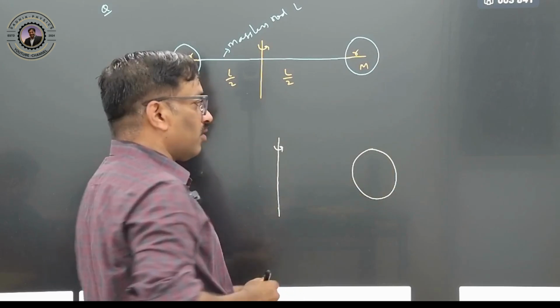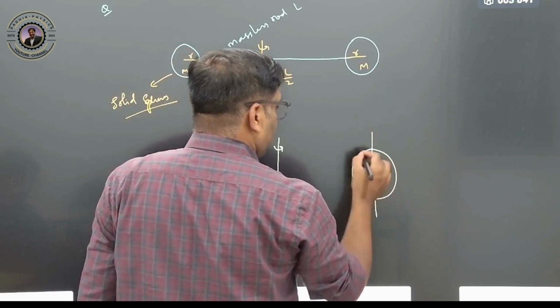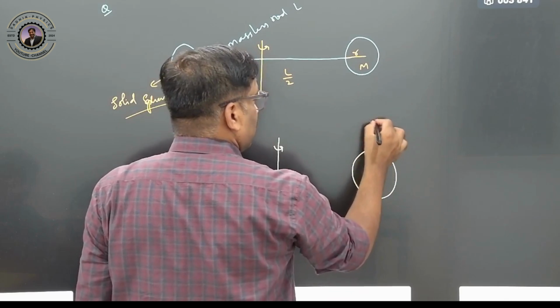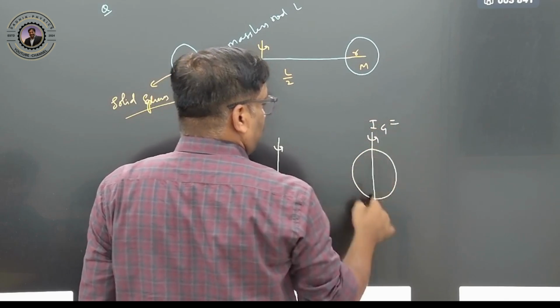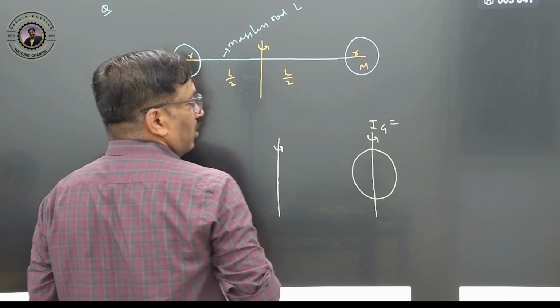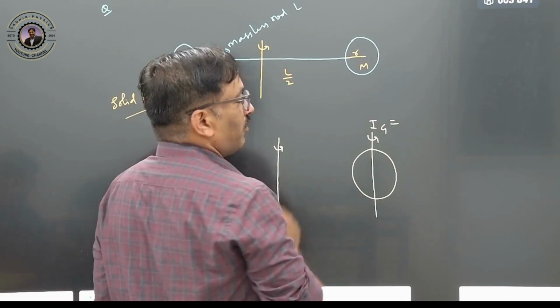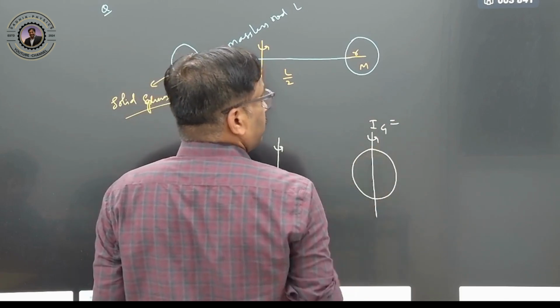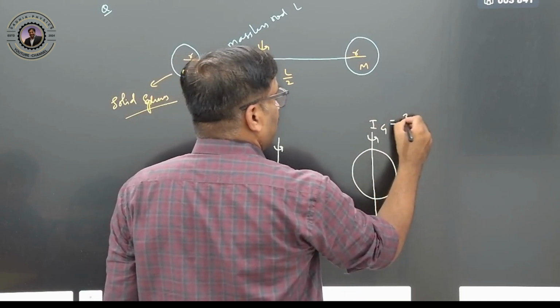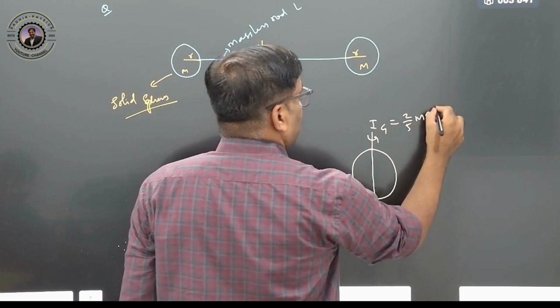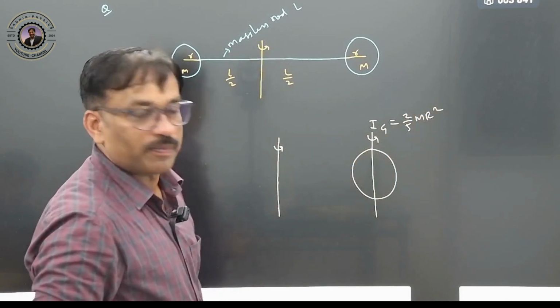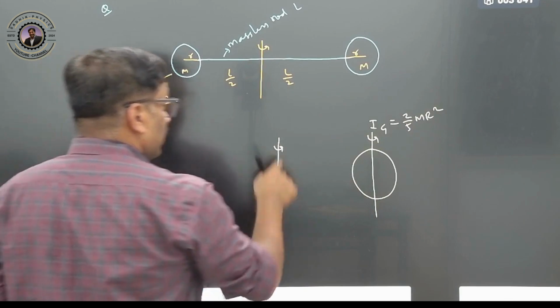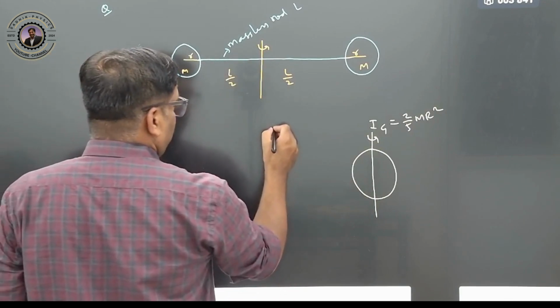So for this one, what you have to do? You have to take I_G. For the solid sphere, what will be the I_G? That is the moment of inertia about an axis passing along the diameter. That is 2 by 5 mr square. This I already did in the second part, please go through it. So this is the moment of inertia.